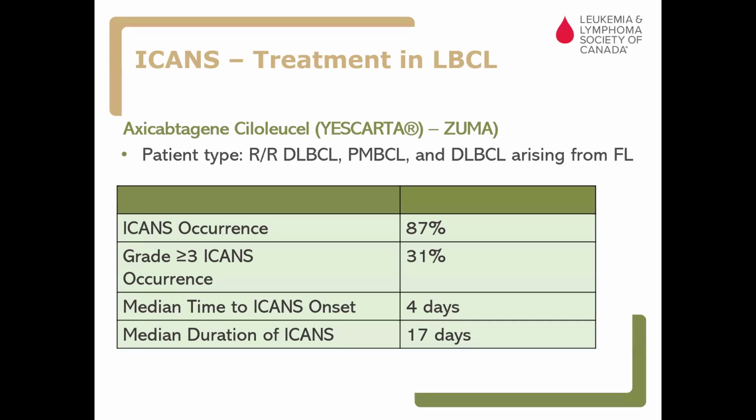So similar to CRS, these next few slides are an overview of specific T-cell engaging therapies. They outline the ICANS occurrence overall, grade 3 or higher ICANS occurrence, as well as the median time to onset and duration of ICANS. Again, these slides are a great reference to refer to when using specific T-cell engaging therapies in your center. The first drug here is Yescarta for relapsed refractory diffuse large B-cell lymphoma.